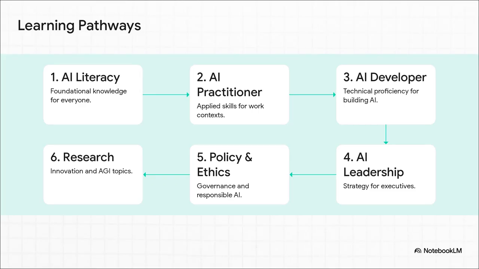And here's what that blueprint actually looks like. It's a ladder, a set of pathways. You start with the basics, right? AI literacy for everyone. Then you move up to becoming a practitioner, then a developer. Then it gets into strategy for leadership, governance, for policy and ethics, and then right at the top, you've got the visionaries in research and innovation. It's a complete path from beginner to expert.